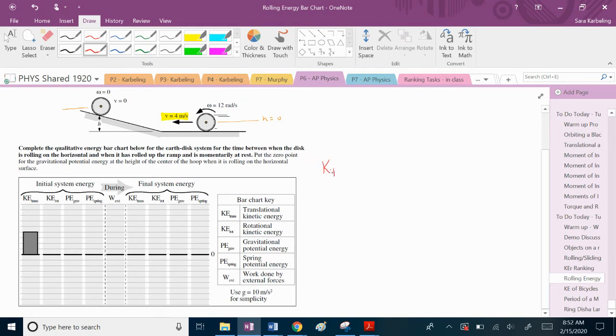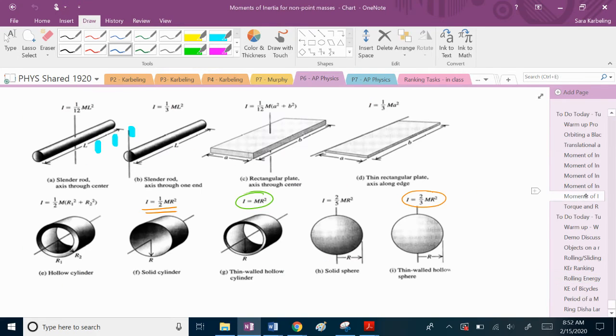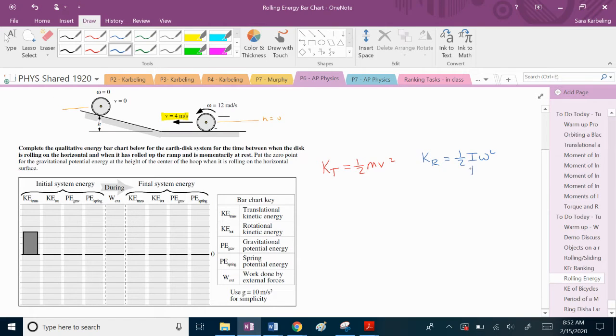So we know that translational kinetic energy is 1/2 mv squared. We also know that rotational kinetic energy is 1/2 I omega squared, right? Everybody's good with that, I hope. And it says that it's a solid disk. So we can go back and look and see that a solid disk is 1/2 mr squared. It's right here. So go ahead and throw that in there. Then we can rewrite this as 1/2 times 1/2 mr squared times omega squared. So far so good, hopefully.